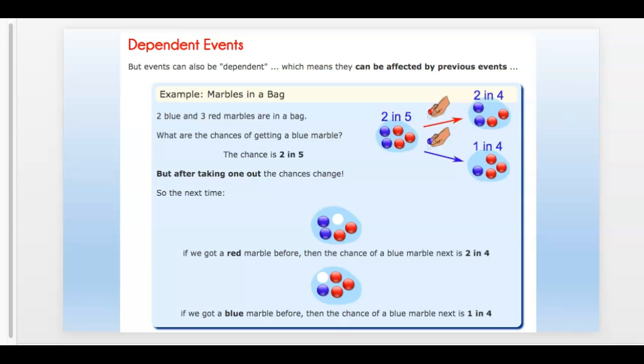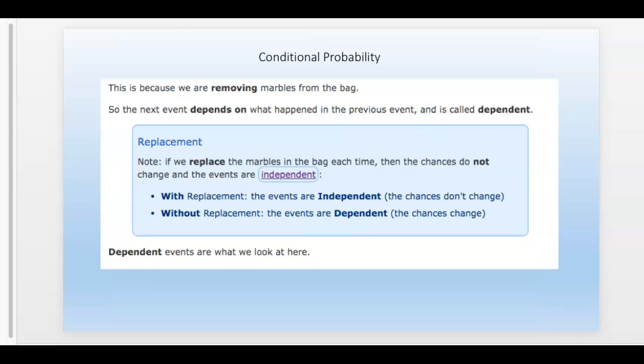All right, because those events are dependent. So the chance of getting a blue marble the second time is different depending on what happened in the first event. All right, this is because we're removing marbles from the bag. Again, we talked about this, replacement. If we replace the marbles into the bag each time, then those are independent events. The chances don't change. It's as if we start over again. But without replacement, we don't put the marbles back in. Those events start to become dependent. The probabilities change depending on what events happened before it.